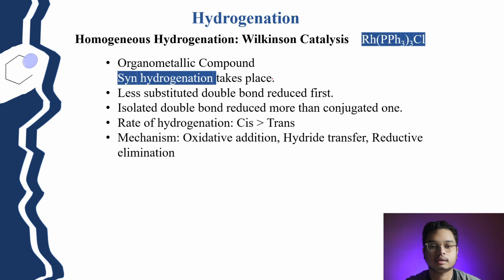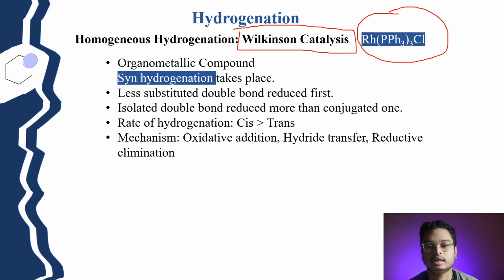Now let us talk about homogeneous hydrogenation, and here we are mainly focused on the Wilkinson catalyst. Wilkinson catalyst is a homogeneous hydrogenation catalyst, and it is rhodium triphenylphosphine whole 3 chlorine, RhCl(PPh3)3. This is an organometallic compound and it shows syn hydrogenation. This is the stereoselectivity: syn hydrogenation takes place. The less substituted double bond is reduced first. An isolated double bond is reduced more than a conjugated one. We discussed this thing when we were doing question answers.